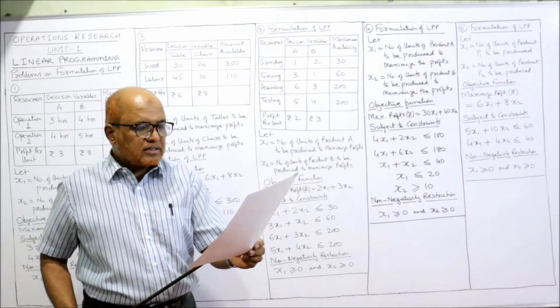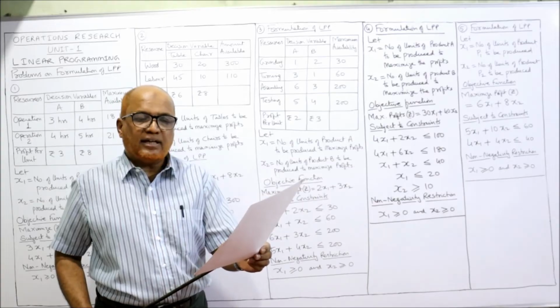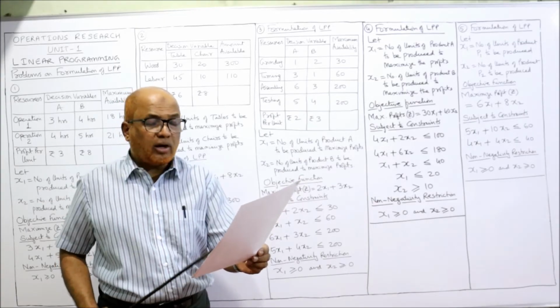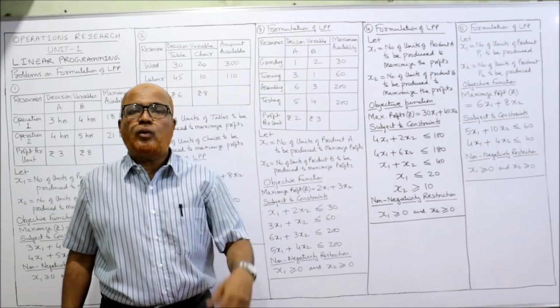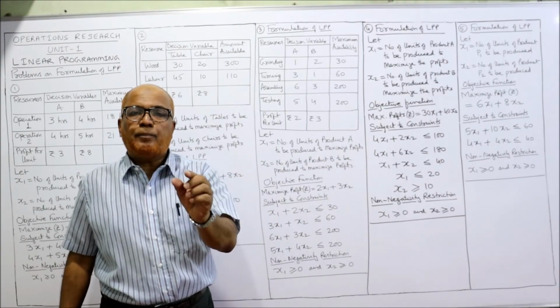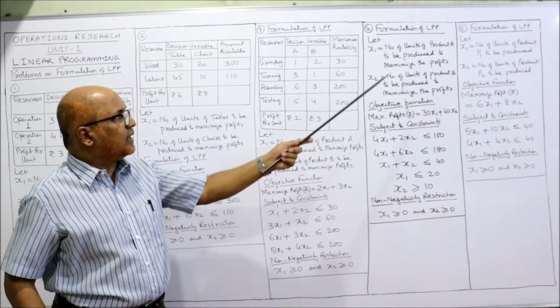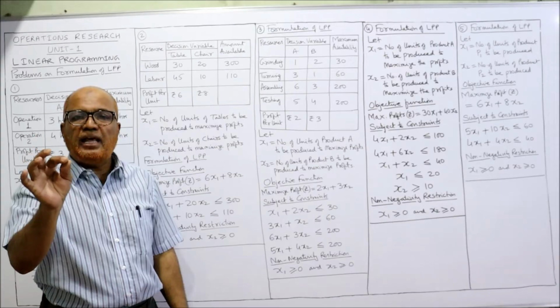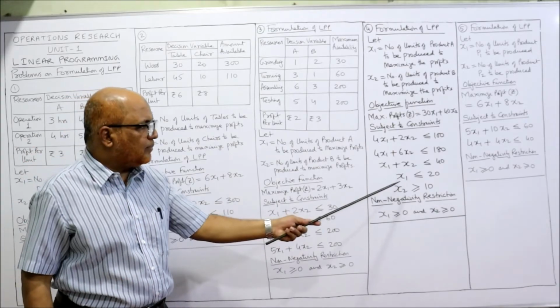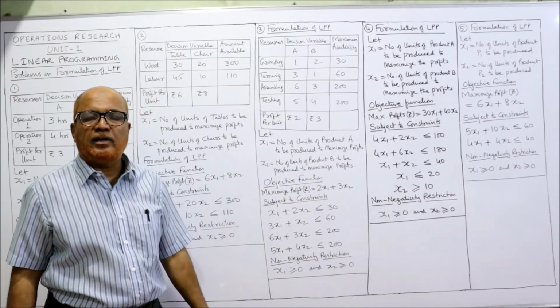For A product, it is estimated that the sale of A for the coming month will not exceed 20. That means we cannot sell more than 20 units for A product. The A product is x1. Number of units of A is x1. So x1 will be less than or equal to 20.